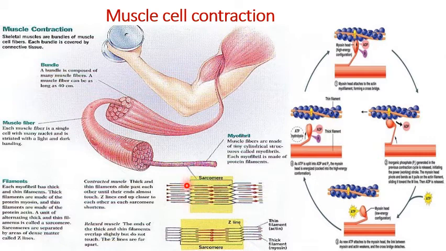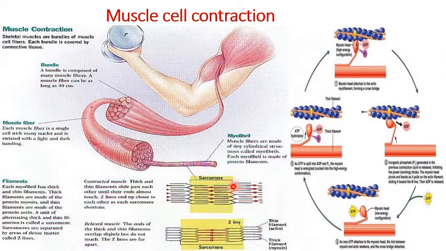Here you can see Z lines on both sides. This is called a sarcomere. As I explained earlier, a sarcomere is a unit which contains thick and thin filaments, where the thick filament is made up of myosin protein and the thin filaments are made up of actin protein. Here is one more pictorial representation: you can see the Z line which bounds the thick and the thin filaments, where the thin filament is actin and the thick filament is myosin. These two proteins help in the contraction of the muscle cells.